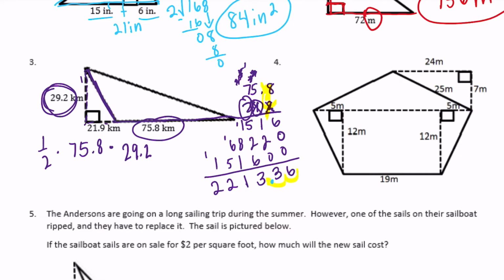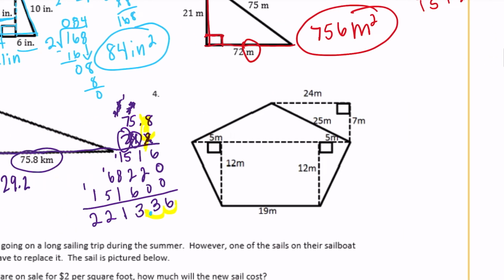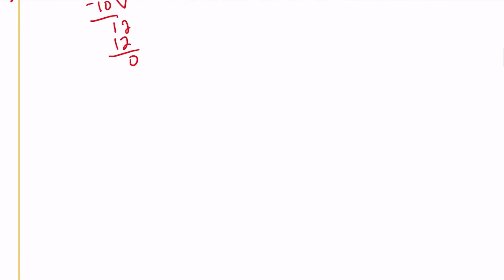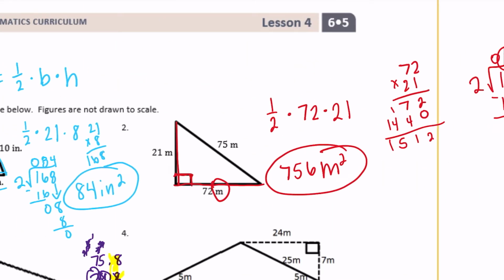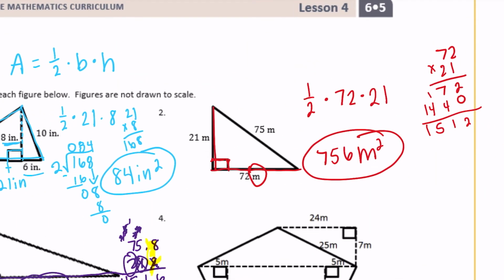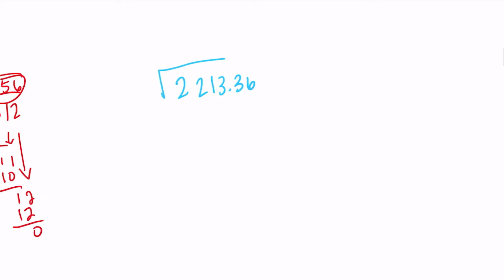So, find a spot to do it. Okay, so it's 2,213 and 36 hundredths. Let's divide that by 2. 2 goes into 2 one time. I'll bring my decimal point straight up. 2 goes into 2 once.